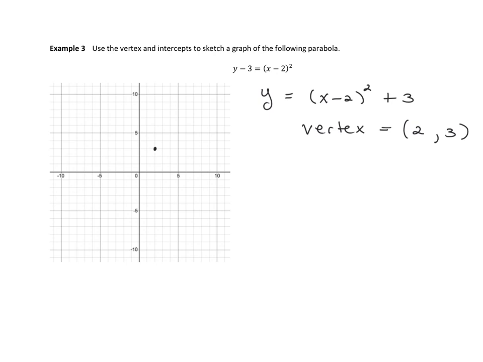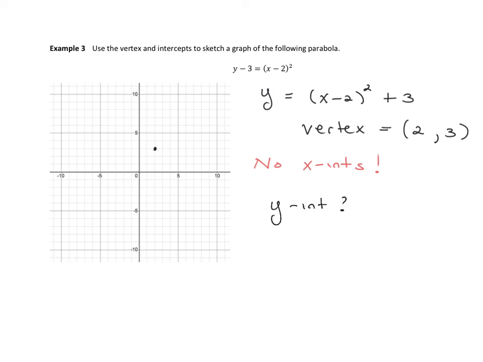Okay, this graph is also opening upward because there's a positive number in front of the x squared term. So it's got to look something like this. There are no x-intercepts. So let's put that as a little note here. If this is the vertex and the graph opens upward, it'll never cross the x-axis. The only intercept that we could possibly have is something on the y-axis. So what is the y-intercept?